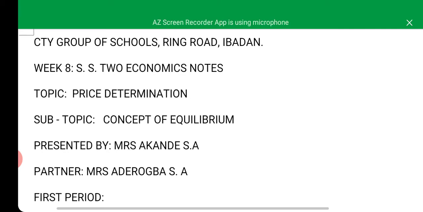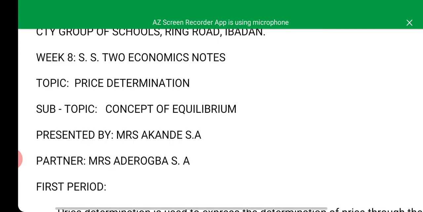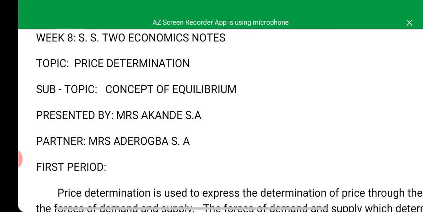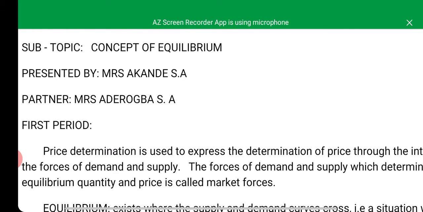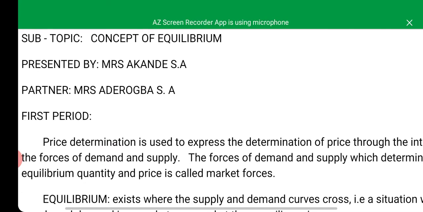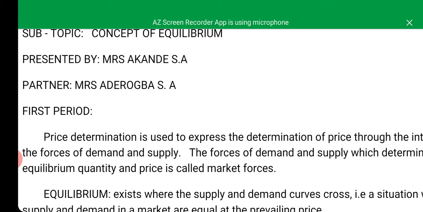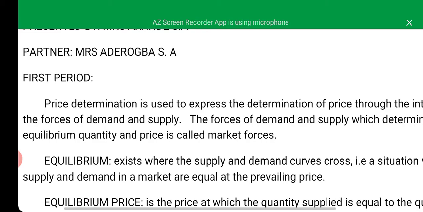I want to present SS2 Economics, and the topic here is price determination. Under this topic, we are going to discuss the concept of equilibrium. Alhamdulillah, we've been able to treat demand and supply, the elasticities of demand and supply, factors affecting the elasticities of both demand and supply. Now let us look at the concept of equilibrium.